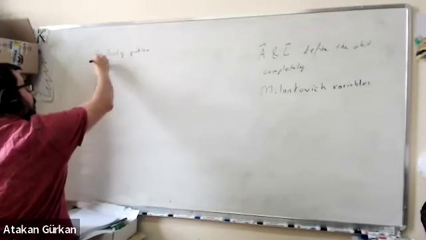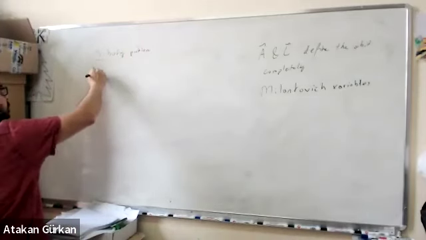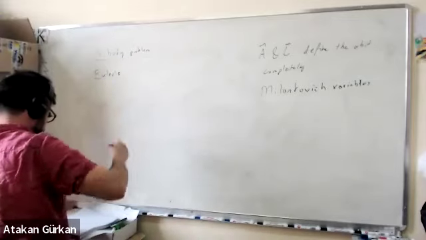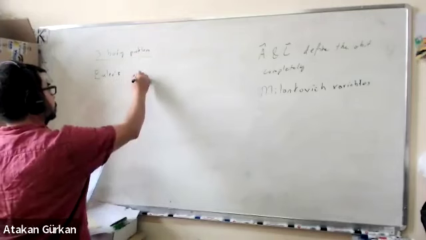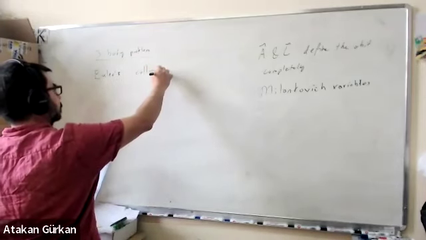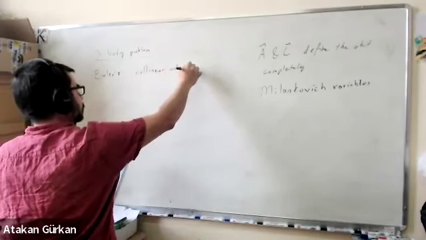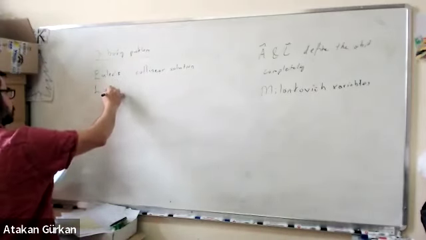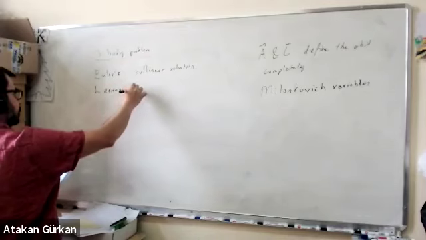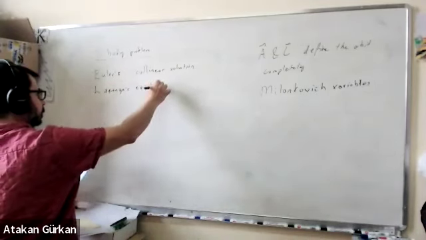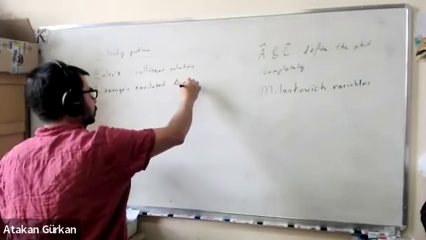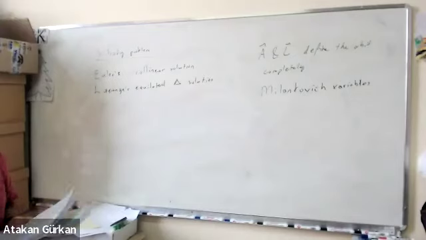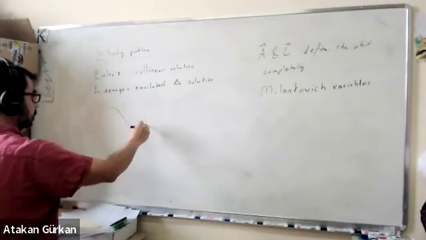So, as given in the book, there's Euler's collinear solution, and there is Lagrange's equilateral triangle solution. And there are other solutions that look very interesting. There's, for example, a figure-8 solution.